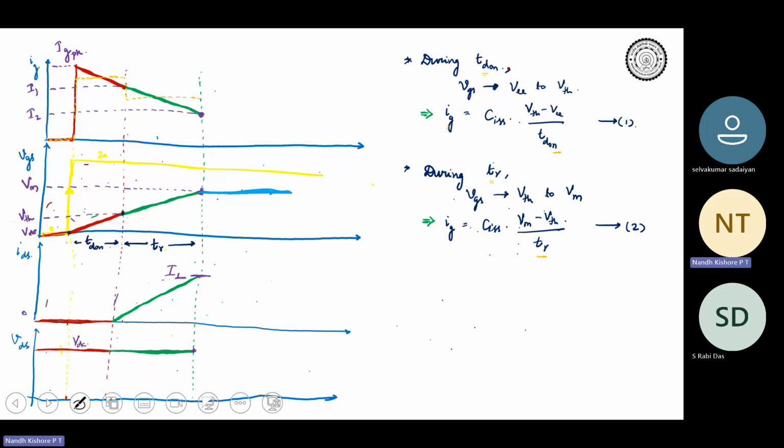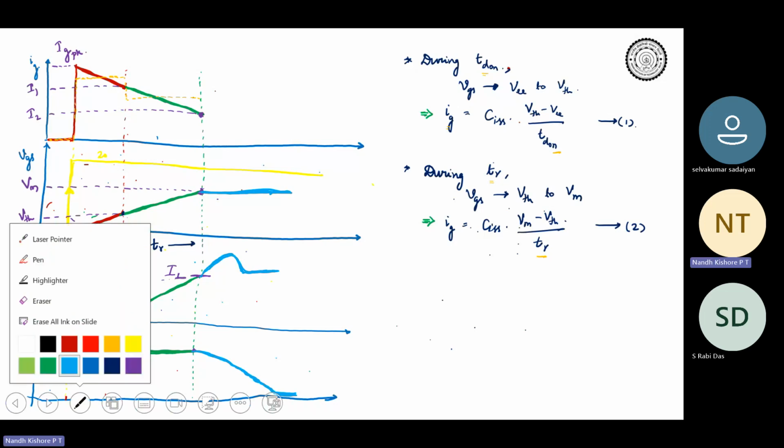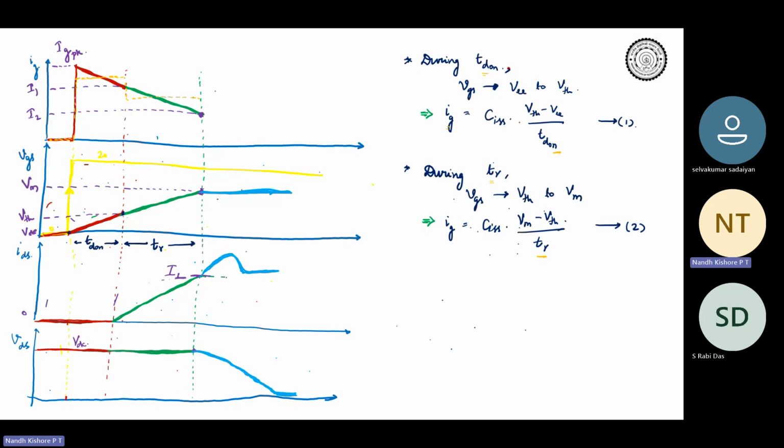And what about your current? Current was having this bump corresponding to IRR and the COSS current, correct? And your VDS was falling from VDC to 0. It became almost 0 at this point. So this is your voltage fall period until it goes to 0. So this is your IL.